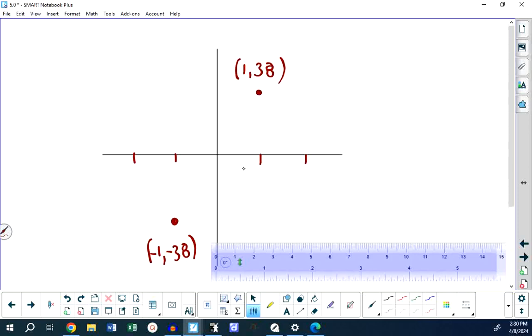Now we also have at -1, -16. Now -16 is not half of -38, but it's close, right? A little bit less than half. So it might be here. And again, if you were to draw or put down a ruler or a straight edge here, then when you get to 2, it has to be the same distance above the x-axis as that other point was below.